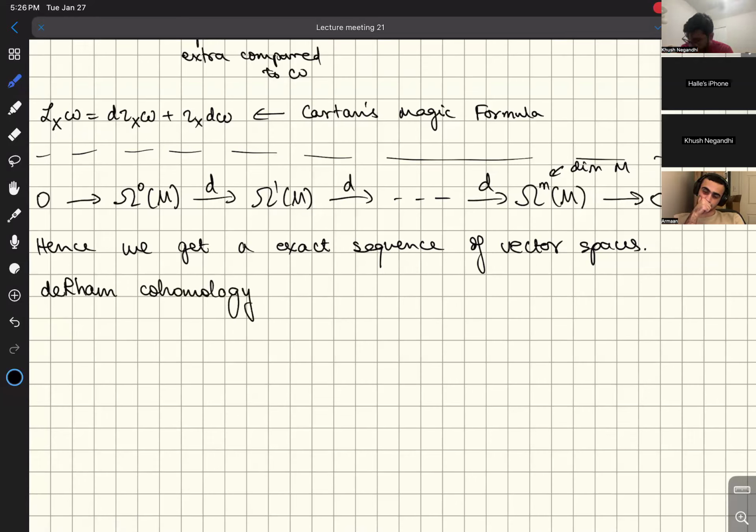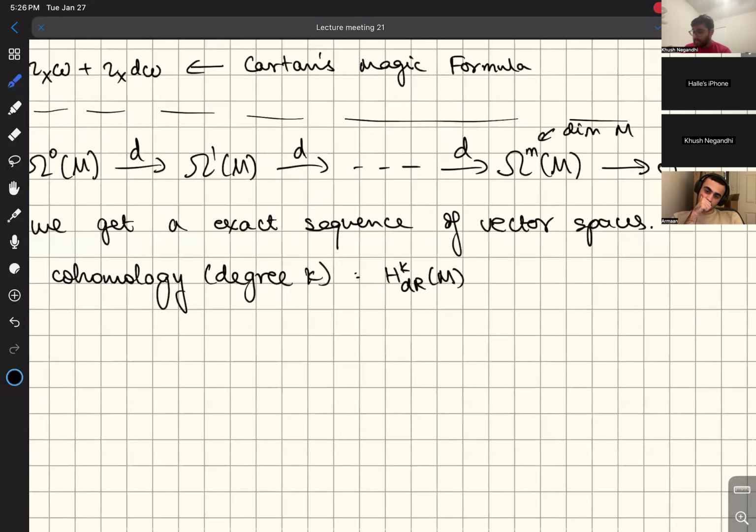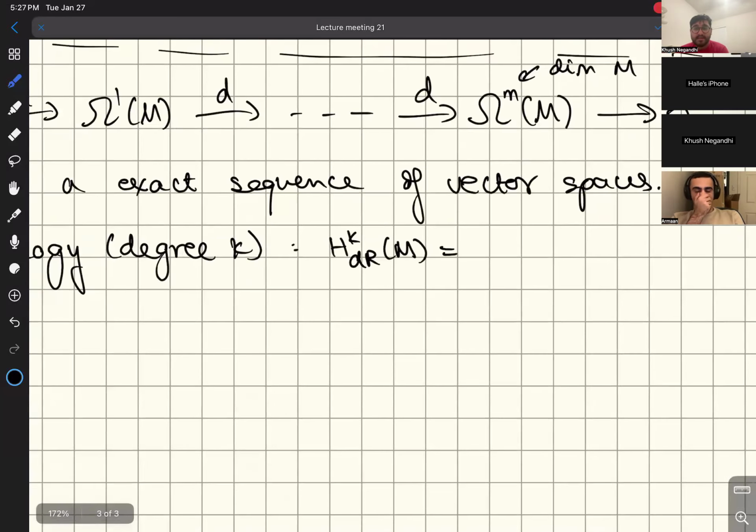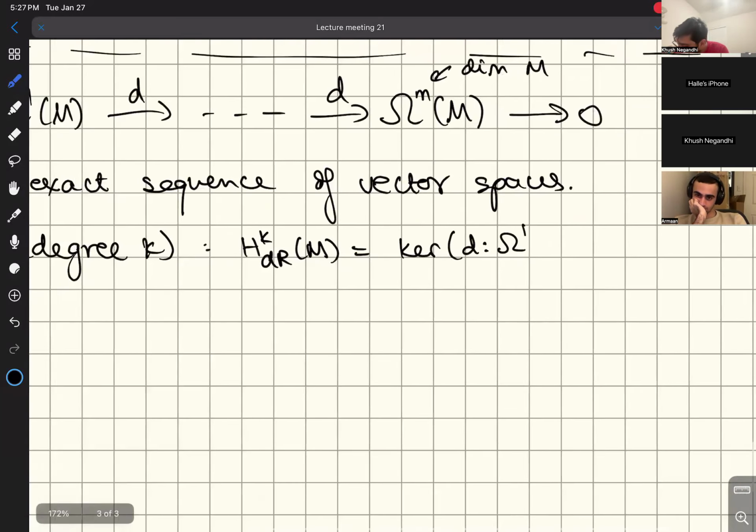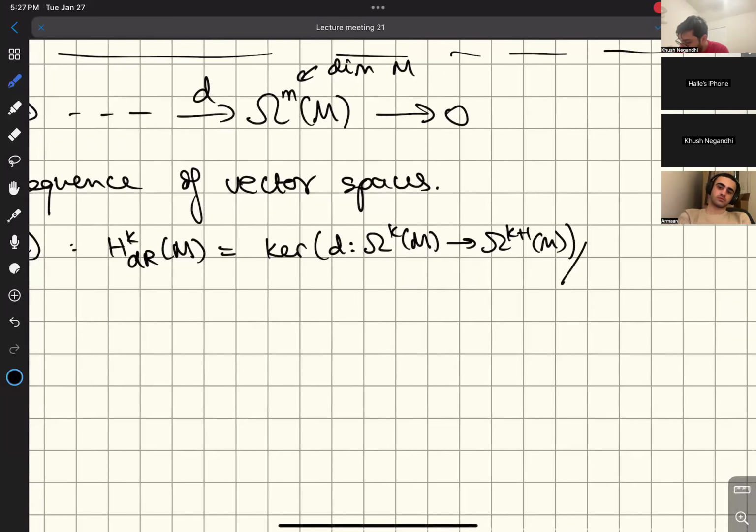I'll put degree k in brackets. I'll denote it like this. And all it'll be is if I take the kernel of the map going forward, and I quotient out the image of the map coming in.